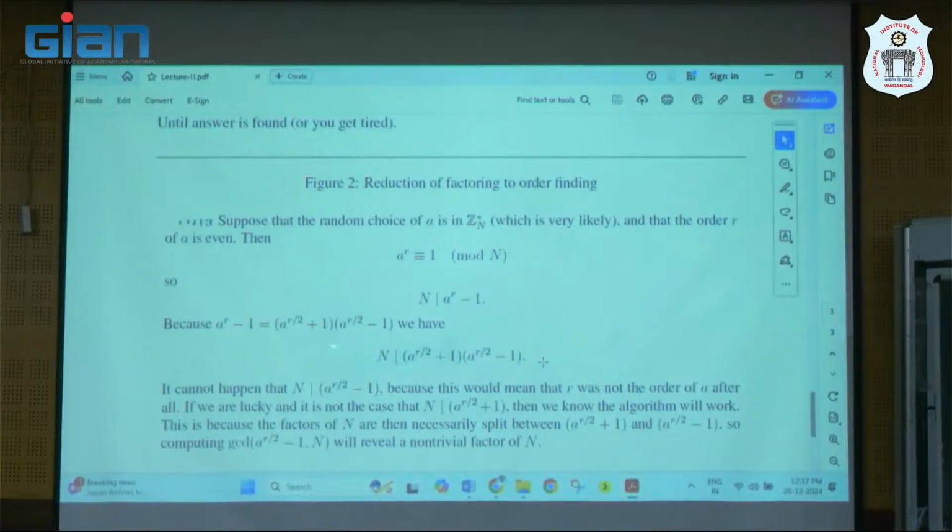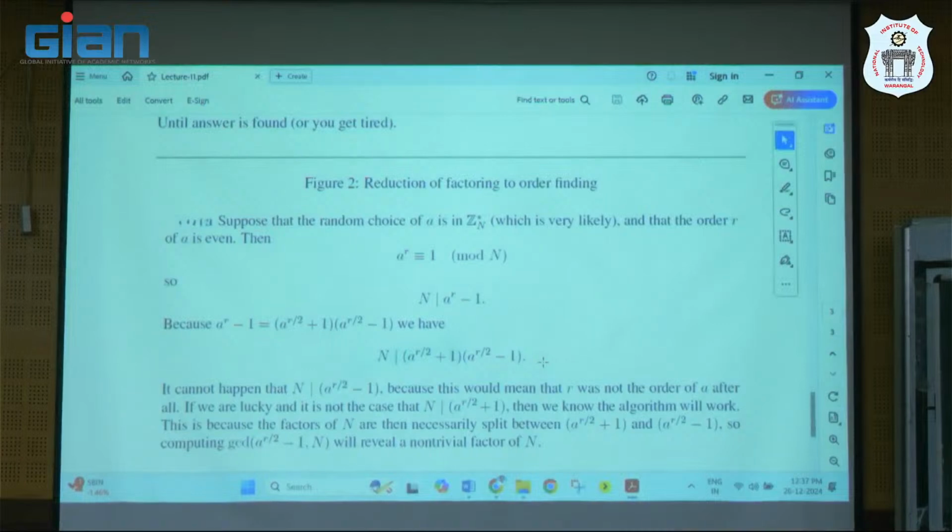Now, remember one thing. N divides this product. Agreed? Already we are assuming we are lucky that R is even, so we have R over 2 well defined. Now it cannot be the case that N actually divides A to the power R over 2 minus 1.